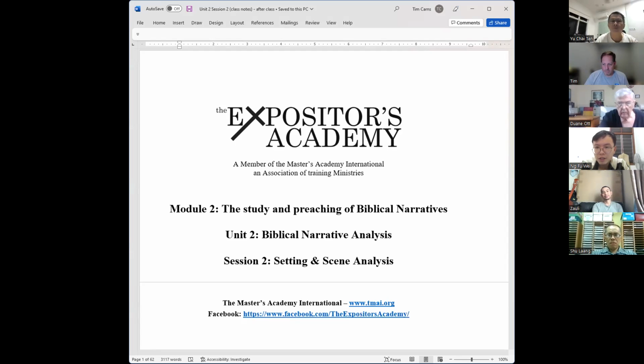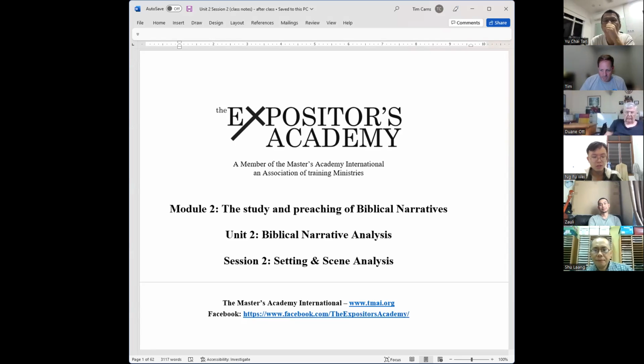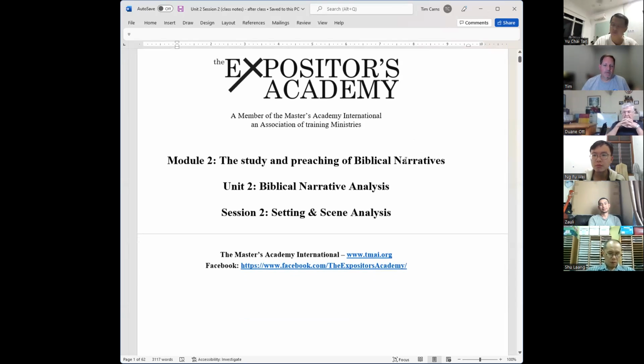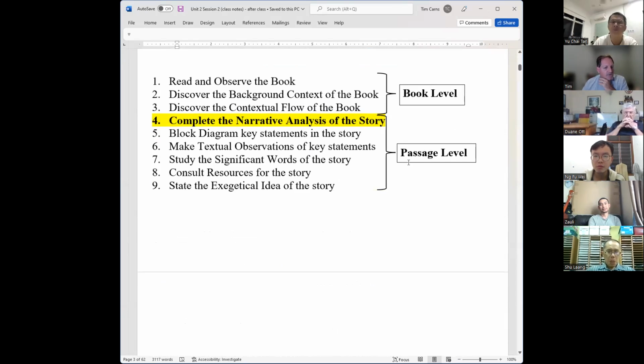Well, our goal tonight will be to continue to move forward in our understanding or discussion of how to study narratives, particularly, of course, biblical narratives. And we talked about last week this fourth step in the process after we've studied the book, where we give specific attention to the story, a particular story that we're studying in the book.